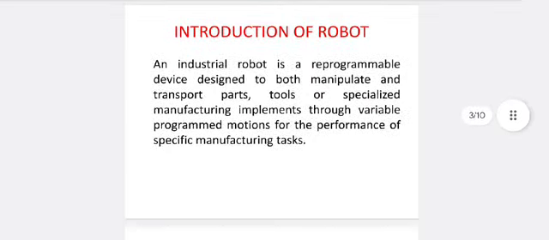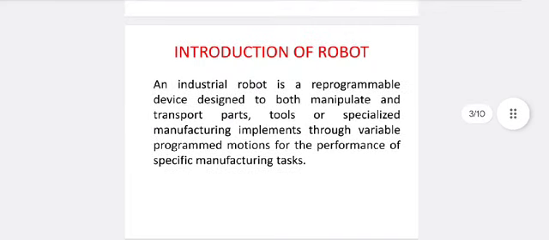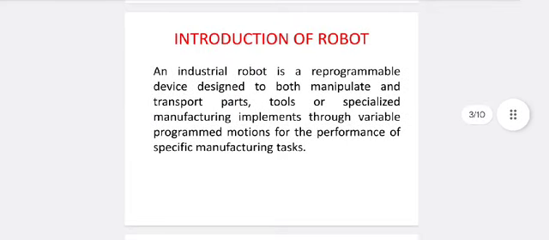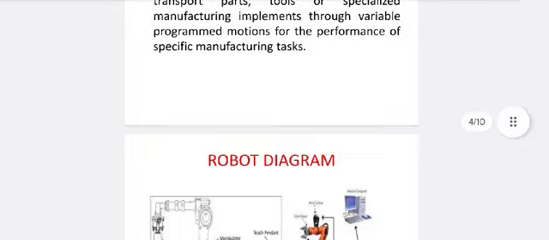First of all, introduction of robot. An industrial robot is a reprogrammable device designed to both manipulate and transport parts, tools, or specialized manufacturing implements through variable programmed motions for the performance of specific manufacturing tasks.